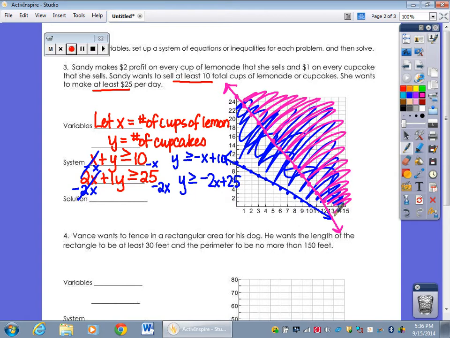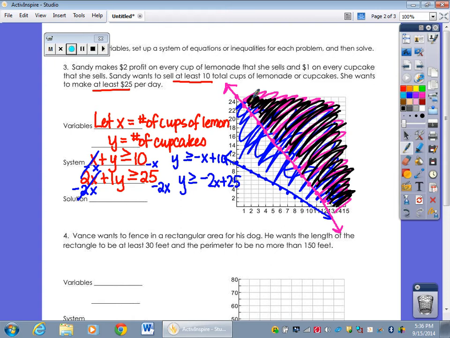So now when you look at that, the shaded region where they both overlap is going to be your solution set. So your solution set is going to be everything that has to be basically above the pink line, because the blue is above and the pink is above. So all of this is your solution area.